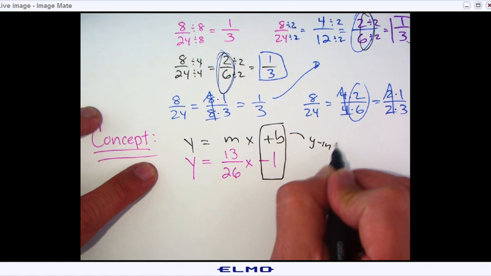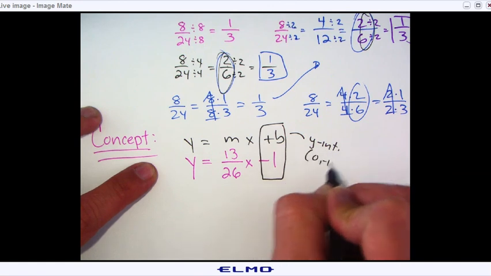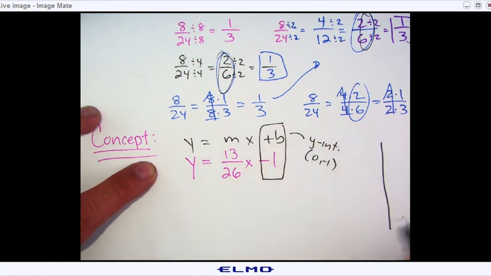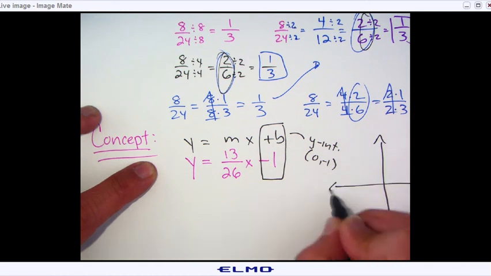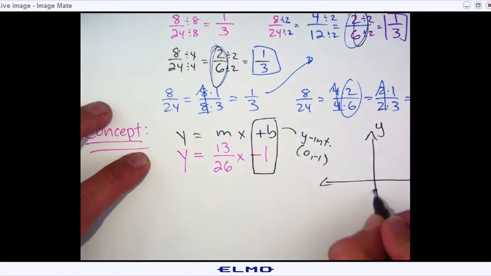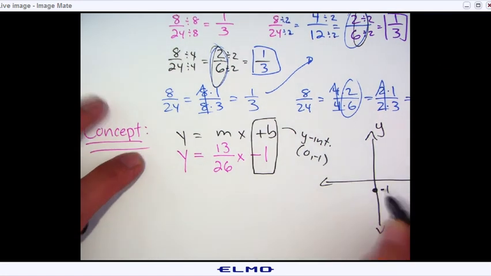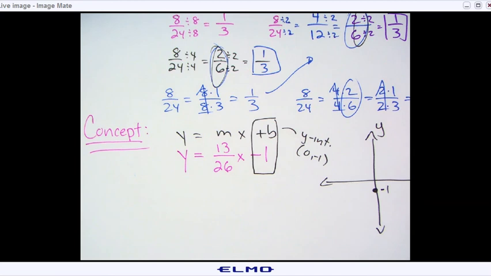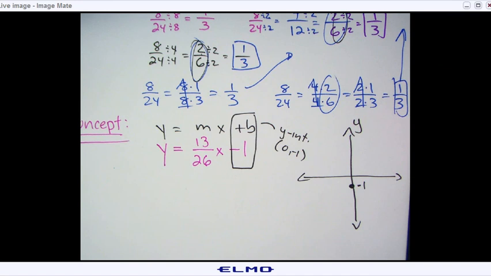Y-intercept, 0, negative 1. So let's go ahead and draw this real quick. So y-intercept means it's going to be on the y, and it's negative 1. So let's go ahead and put negative 1 up there. All right, so I'll give you some time to write that. Then go ahead and pause this video. All right, so we're going to go back.